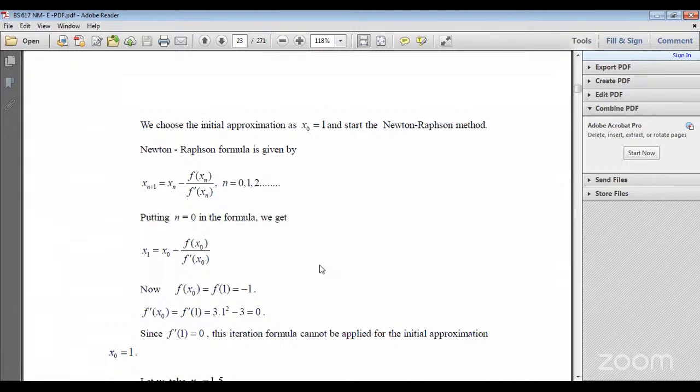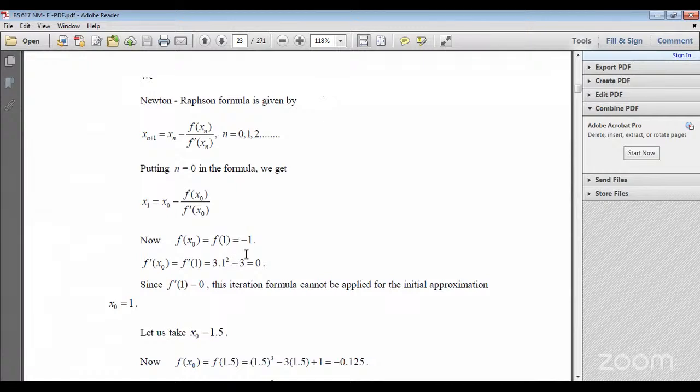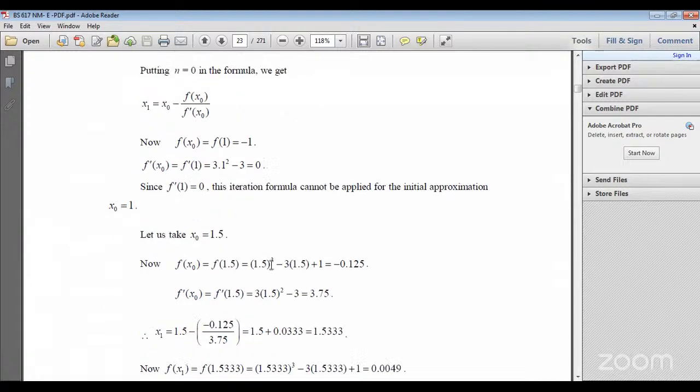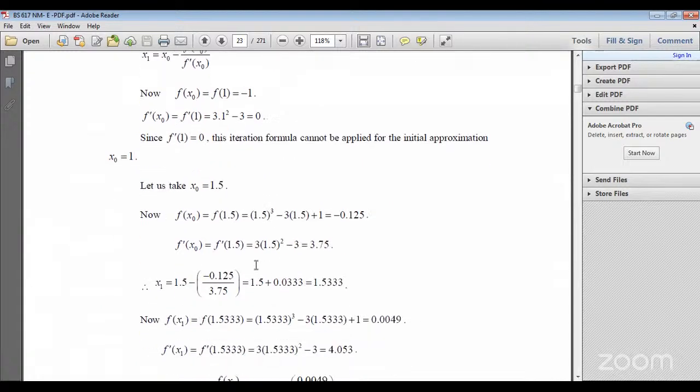Putting n is equal to 0, x1 is equal to x0 minus f of x0 by f dash x0. f of x0 is equal to minus 1. f dash x0, f dash 1 is equal to 3 into 1 square minus 0. So we are substituting the value x0 is equal to 1.5. 1.5 cubed minus 3 into 1.5 plus 1 is equal to 0.125.